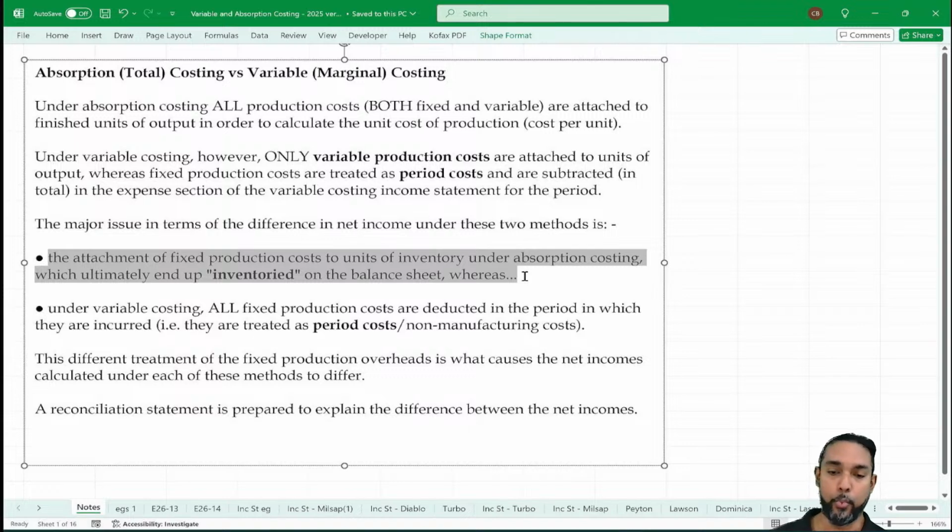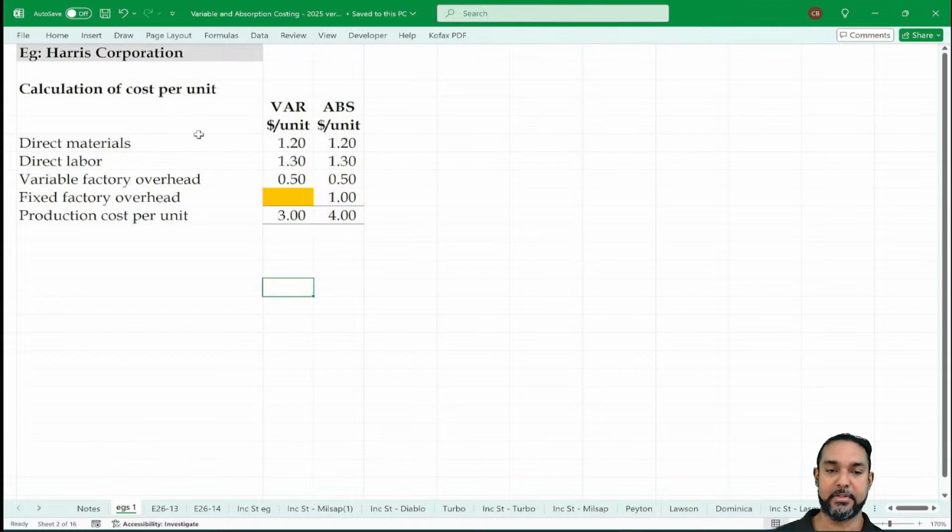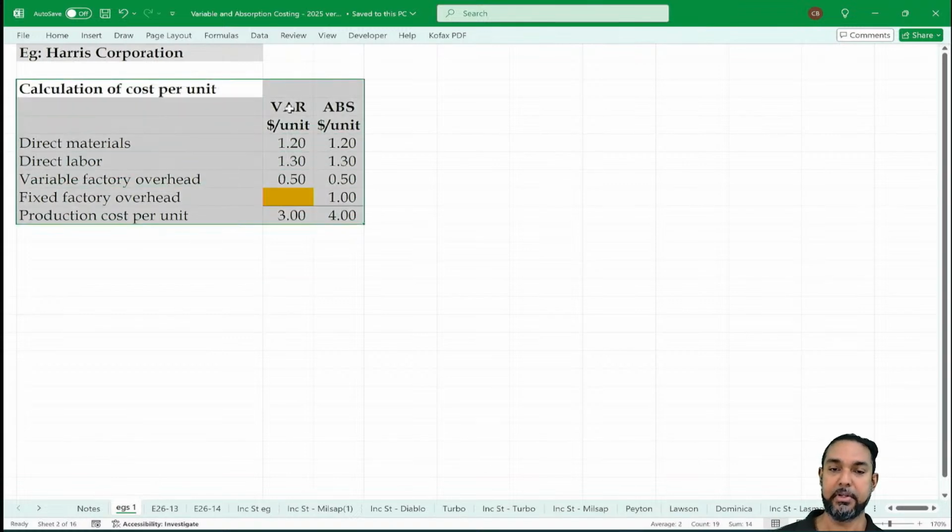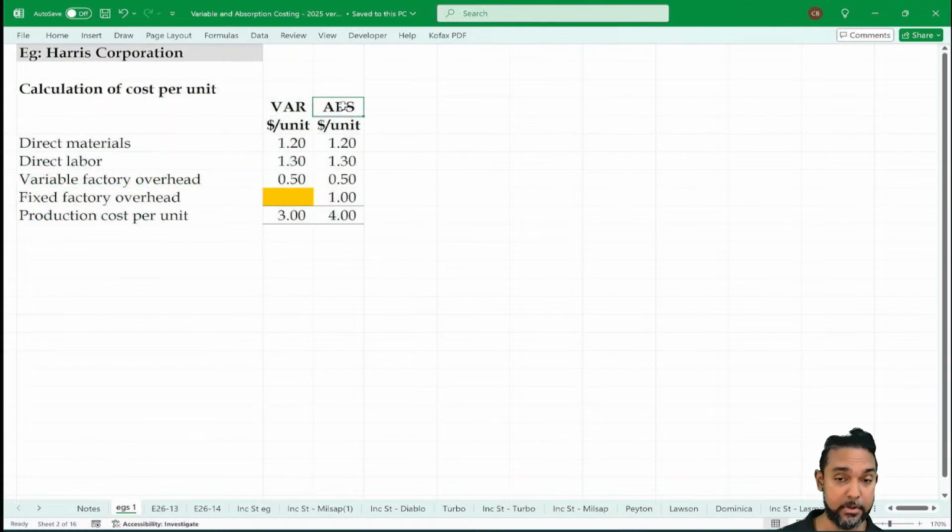What we took a look at last week was specifically preparing income statements under absorption costing. Prior to that, we did look at calculating the cost per unit under each of them, variable costing and absorption costing. As you can see, everything is the same except for when we get to fixed factory overhead. Under absorption costing, we include it.